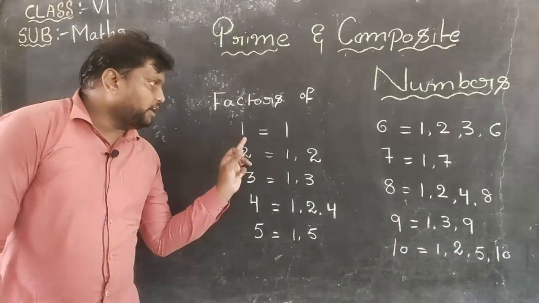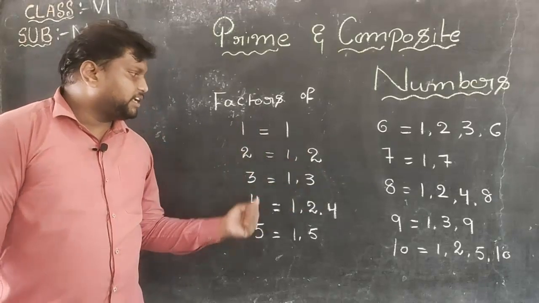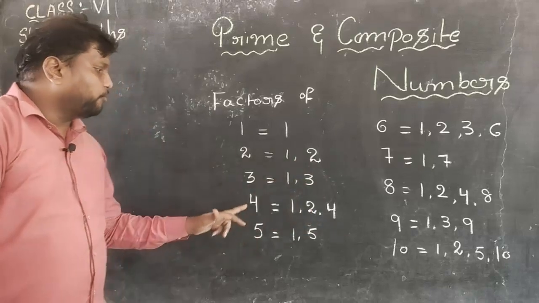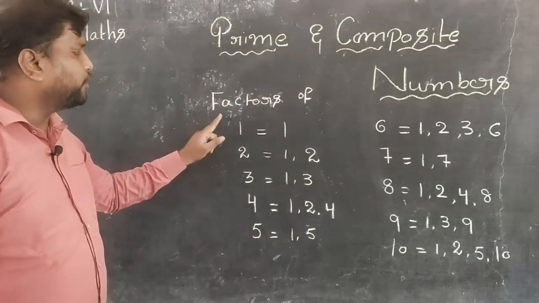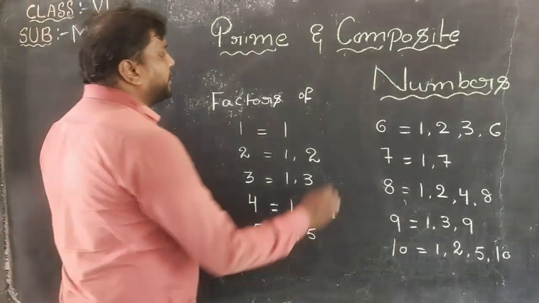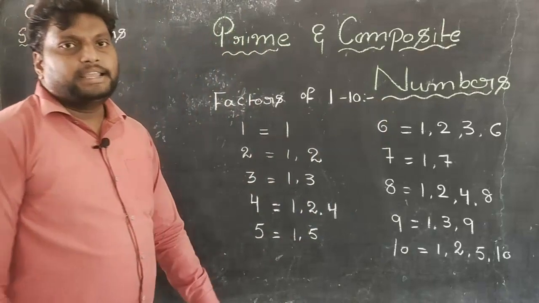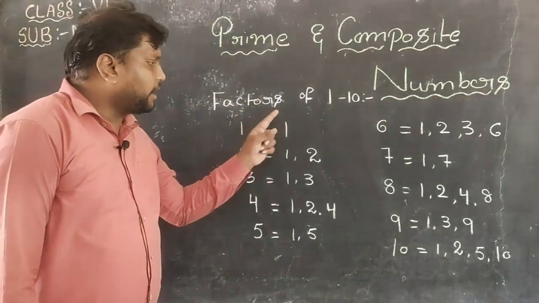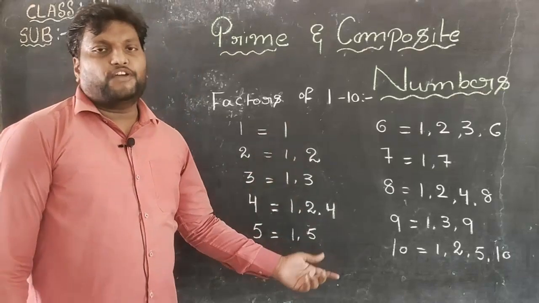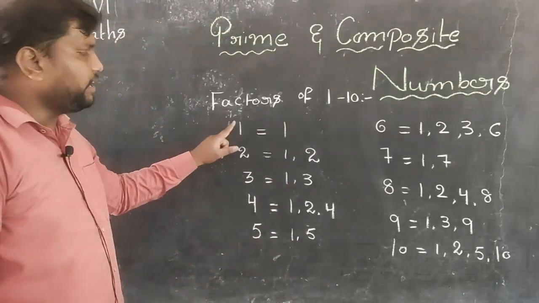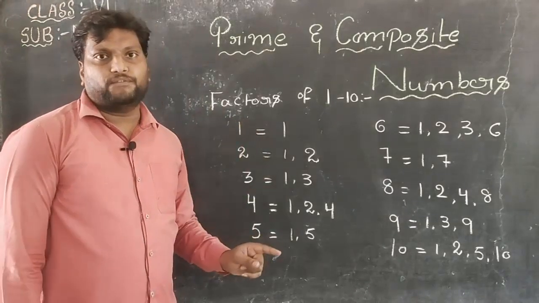Means 1 is in only one table, 2 is in the 1 table and 2 table, 3 is in the 1 table and 3 table, and 4 is in the 1 table, 2 table, 4 table. Like that I am writing factors from 1 to 10. I am taking 10 numbers and I have written all the factors of these. See, 1 is having only one factor.